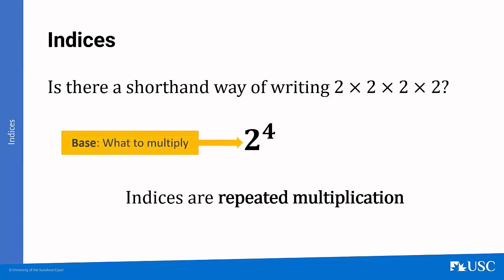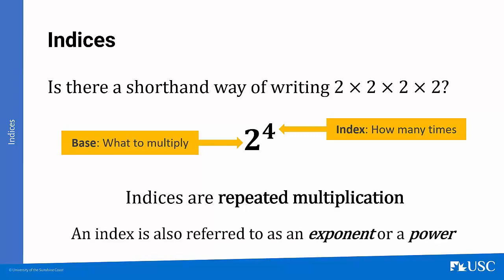The 2 is the base, that tells us what to multiply. And the index tells us how many times we're multiplying that base. An index is also referred to as an exponent or a power.